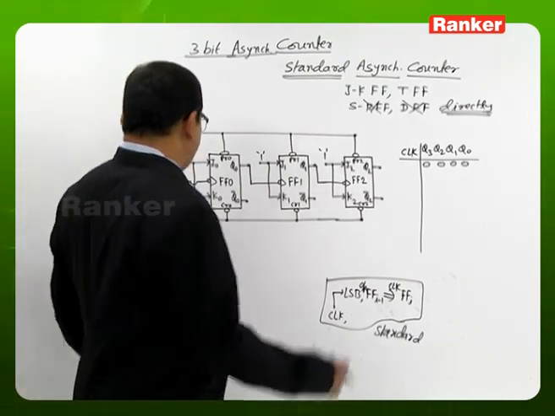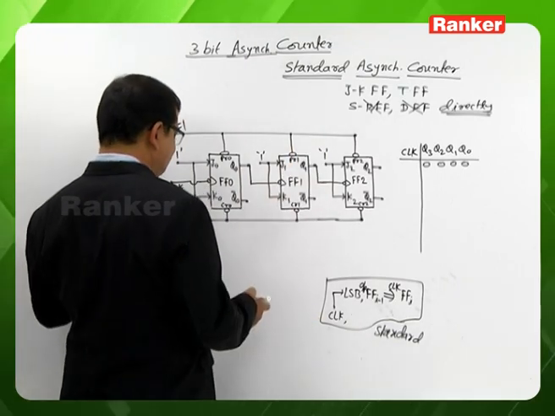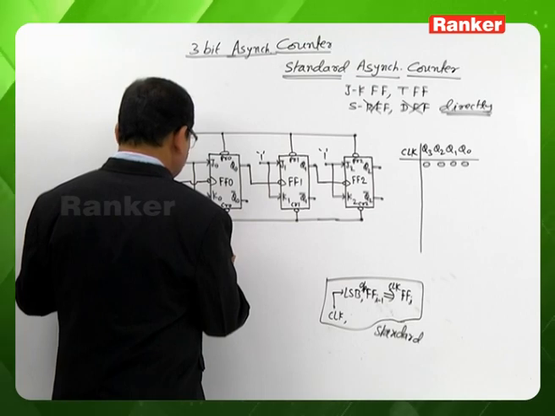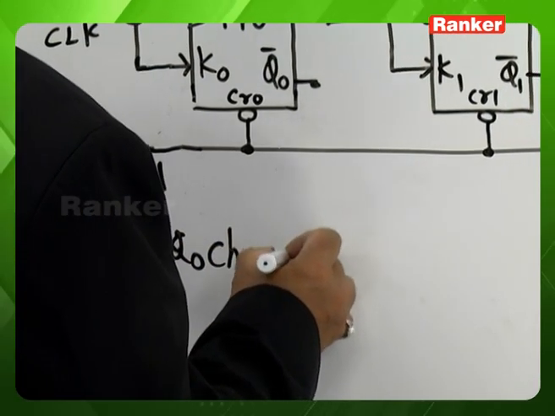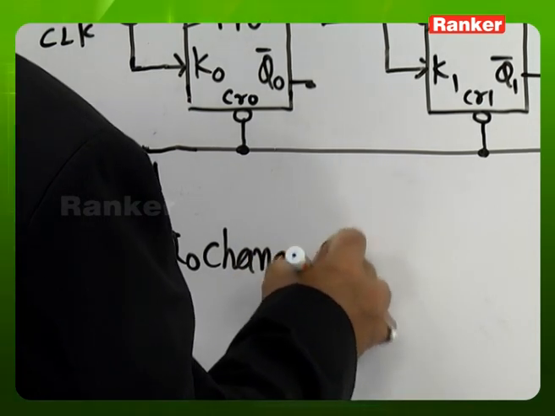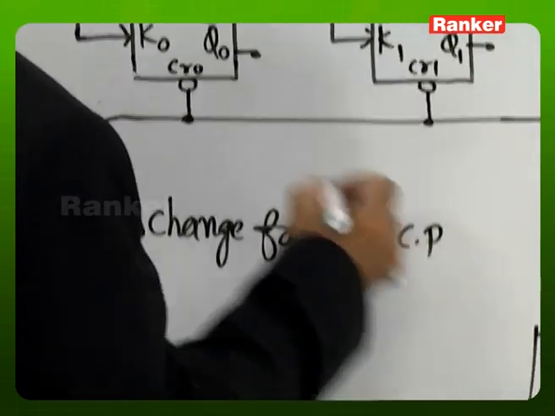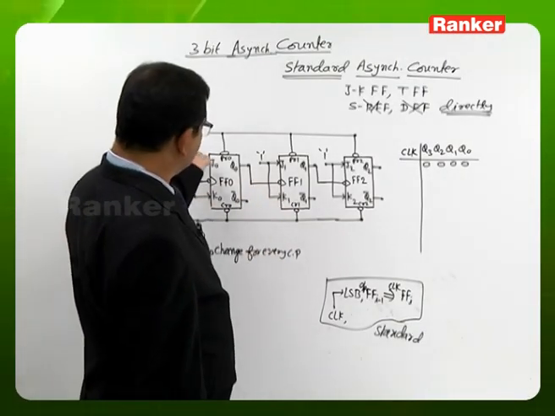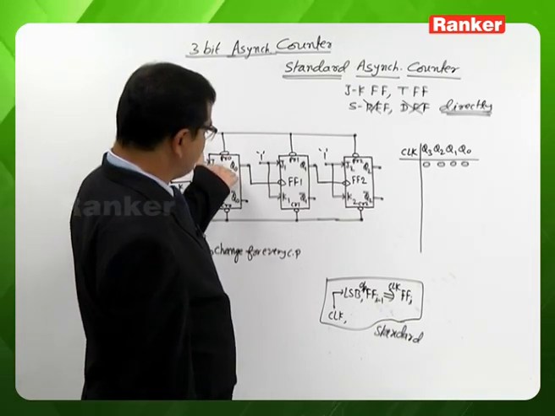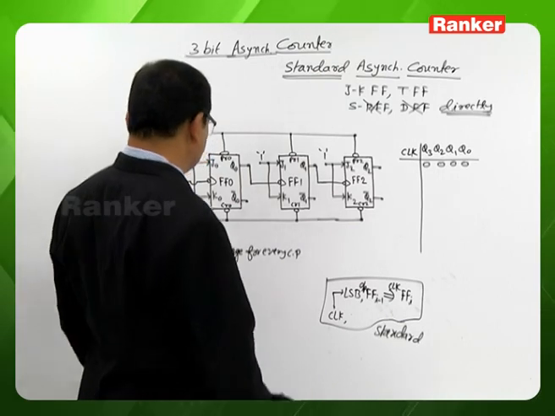Now, based on the connections, it is possible to recognize easily that Q0, that is the flip-flop 0 output, will change for every clock pulse, because the external clock is coming to flip-flop 0 directly. As and when there is a clock signal, flip-flop 0 gets a chance to change. It is going to be the complement of the previous state.